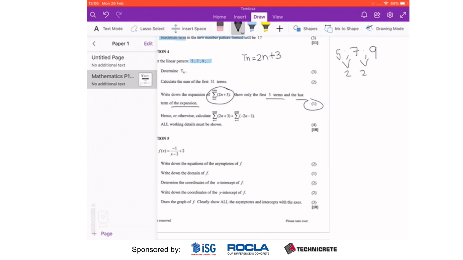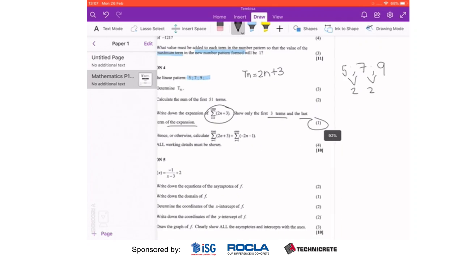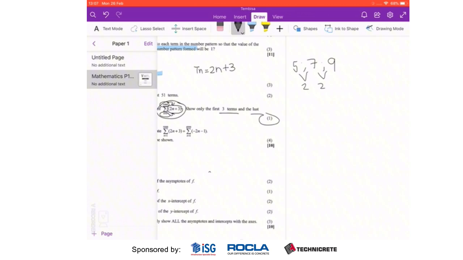Write down the expansion, show only the first 3 terms and the last term. So what do we know about the expansion? We know that this is the formula. This means that n for the first term should be 1. We should substitute 1 in. And for the last term we should substitute 5,000. Firstly we need to find that. So the first term, 2 times 1 plus 3, that is 5. The second term, 4 plus 3, 7.